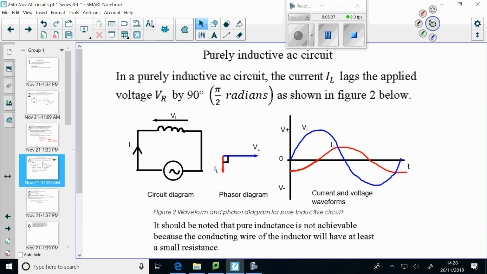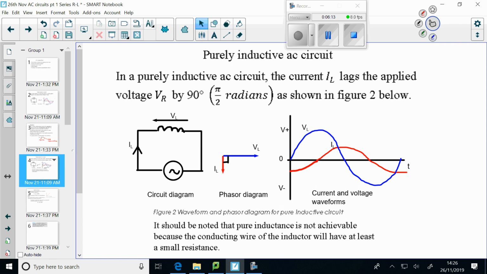Now, let's consider what would happen if we had a purely inductive circuit connected to AC. In a purely inductive circuit, the current IL lags the applied voltage by 90 degrees, or pi over 2 radians. So here's our circuit with an AC voltage. Current IL will flow, and we have a voltage VL across the inductor.